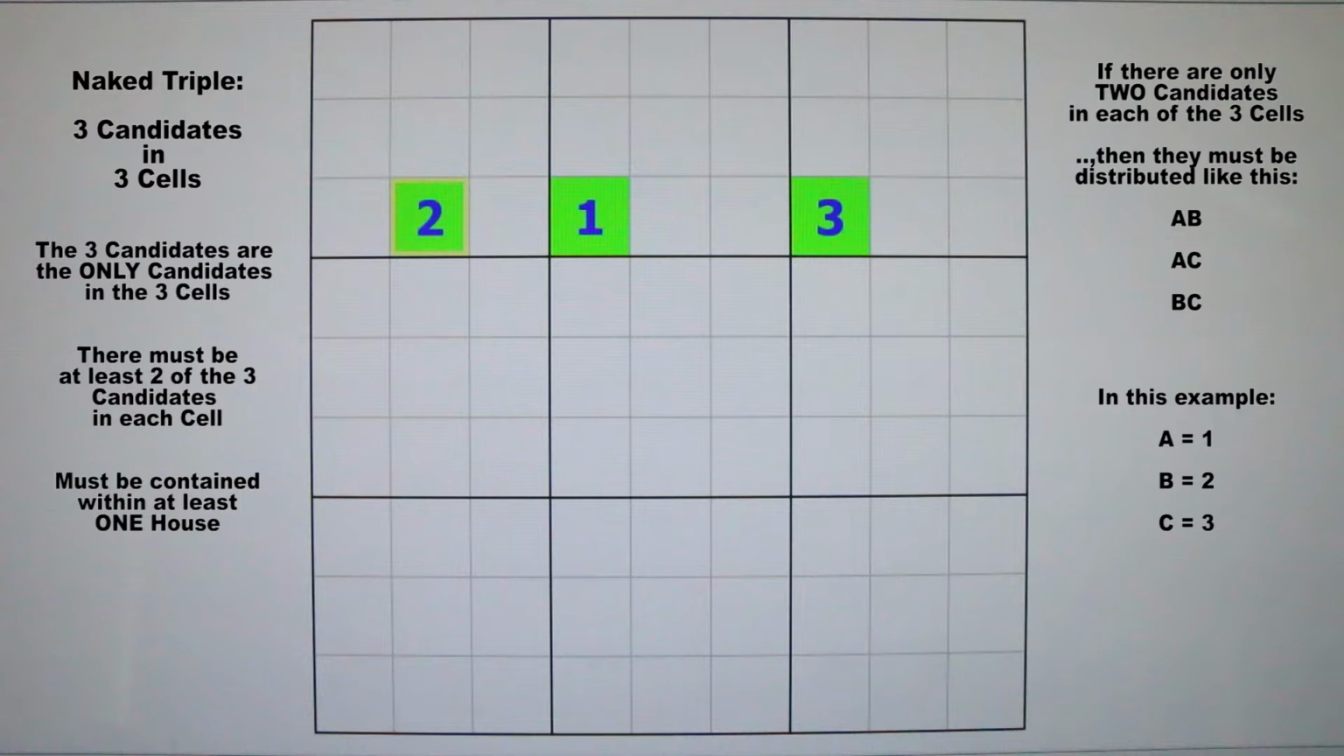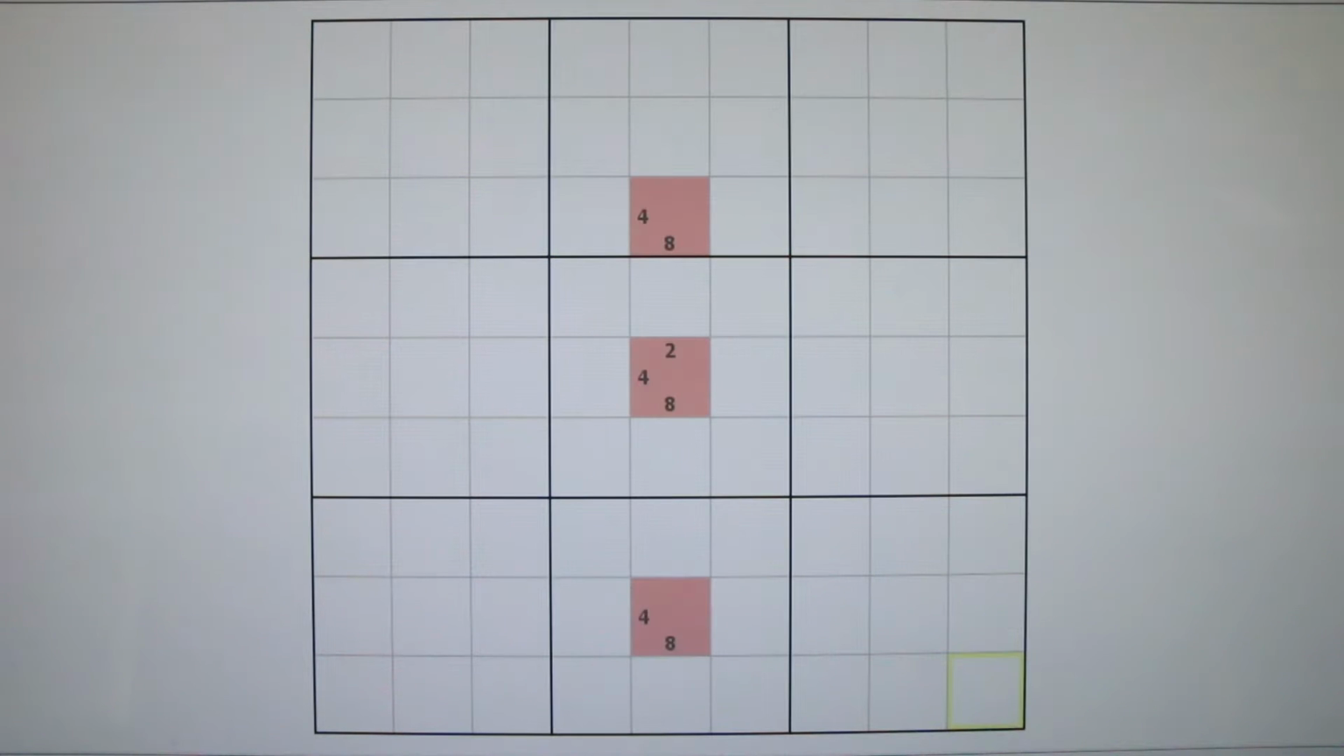So those 3 cells have to be 1, 2, and 3, even though there are only 2 candidates in each cell. But like I said, it has to be distributed like this: AB, AC, and BC, or else it will not be a triple. Now here is something that at first glance may look like a triple, but it's not.